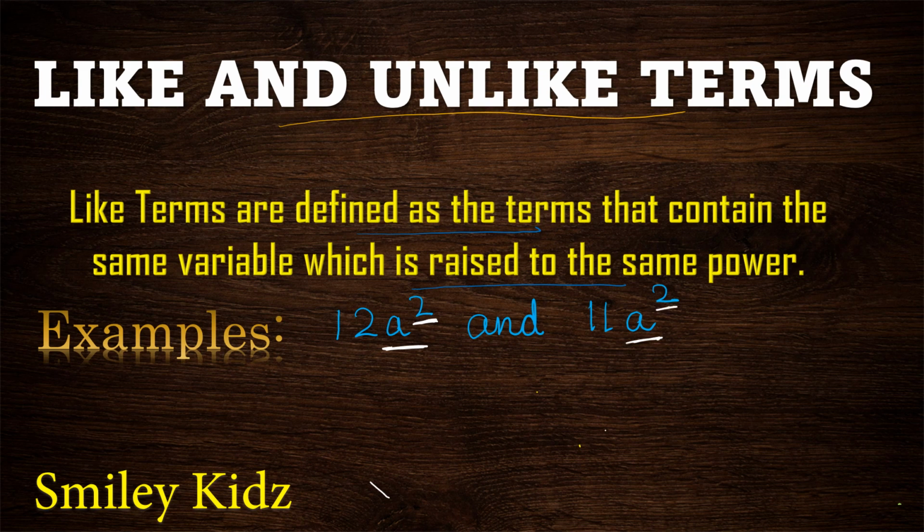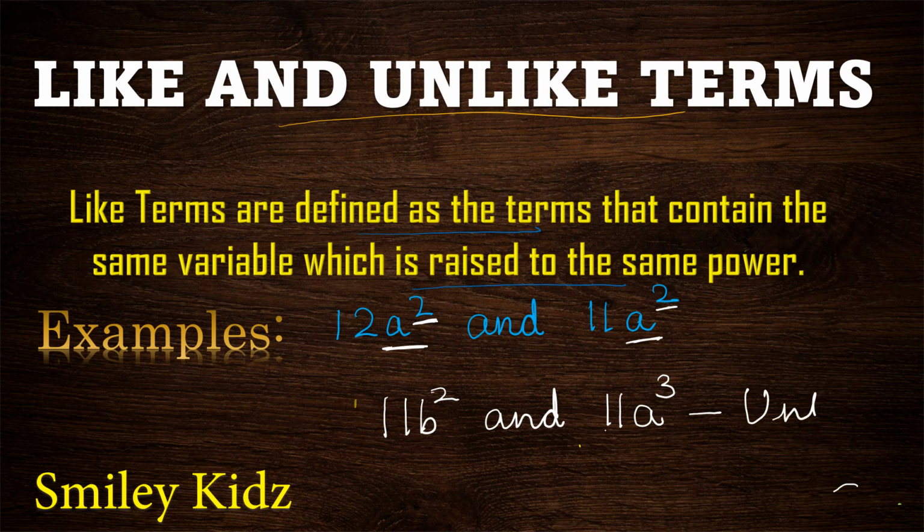They have the same variable which is raised to the same power. Let's take another example. Let's say I have 11b square and 11a cube. Here we have different variables which are raised to different powers. So these are unlike terms, whereas 12a square and 11a square are like terms.